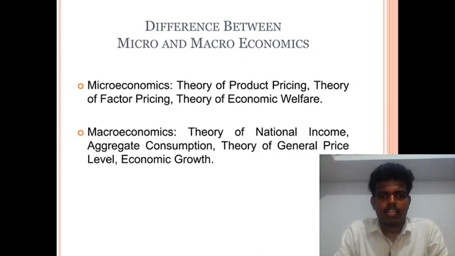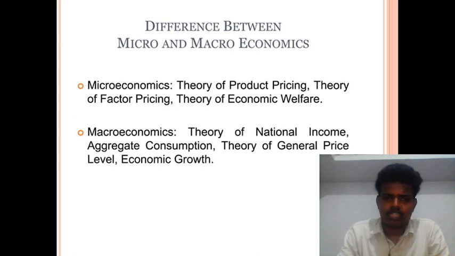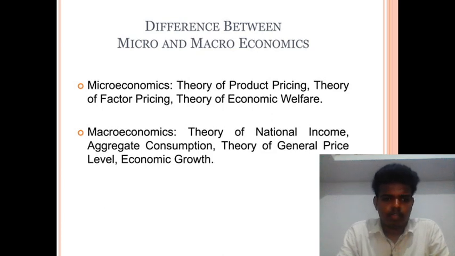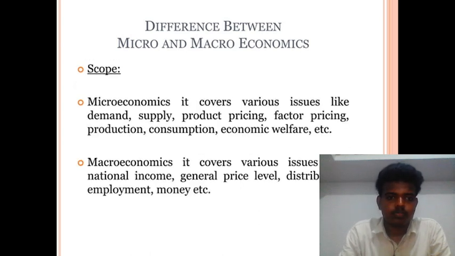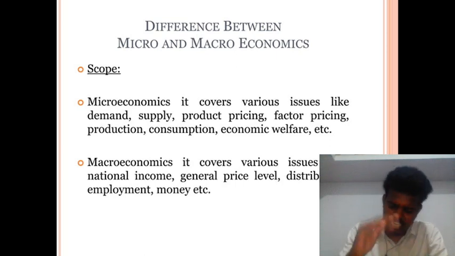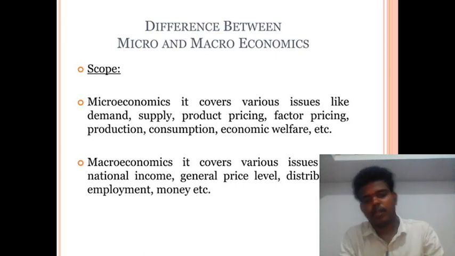Microeconomics covers the theory of product pricing, theory of factor pricing, theory of economic welfare, etc. Macroeconomics covers the theory of national income, aggregate consumption, theory of general price level, and economic growth. In scope, microeconomics covers issues like demand, supply, pricing, production, consumption, and economic welfare. Macroeconomics covers issues like national income, general price level, employment, money, etc.